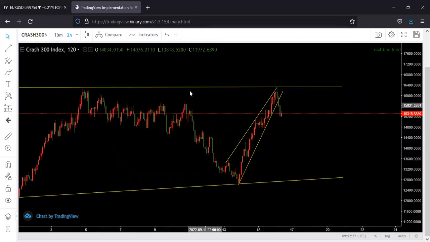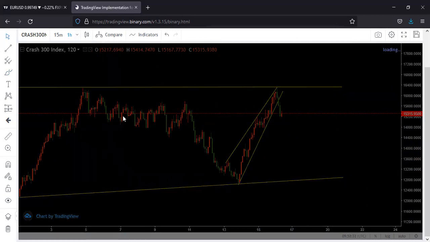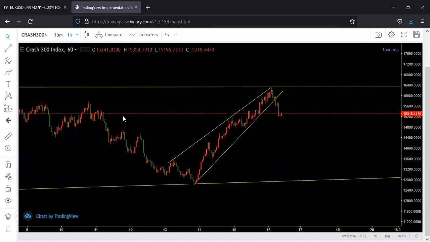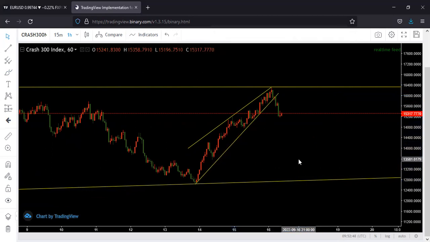Okay, so what are we going to do next? We are going to the 1 hour time frame. So remember that on our 1 hour time frame, we always try to look for the entries. And remember, we always have two types of entries. We have risk entry and reduced risk entry.